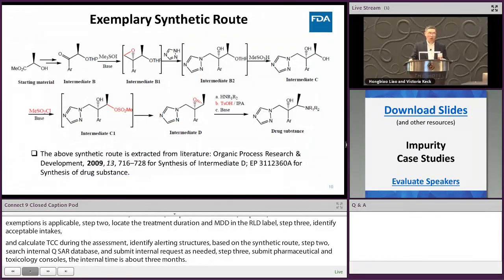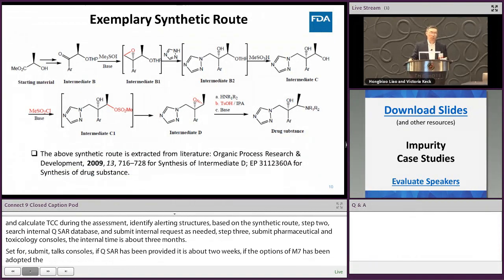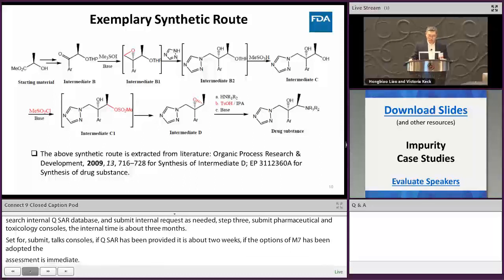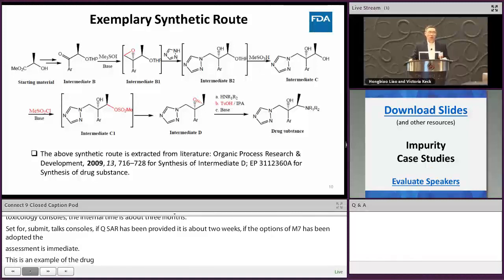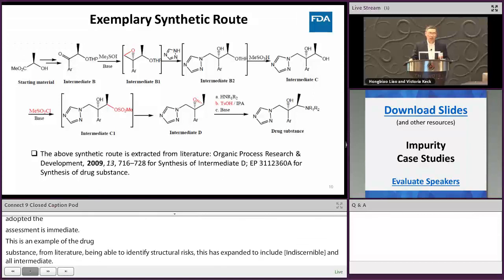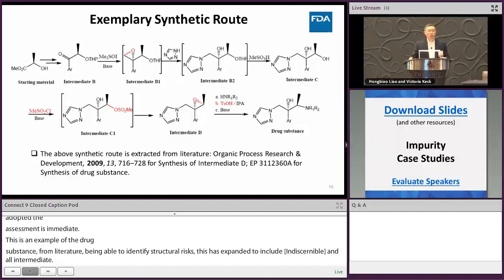This is a synthetic route of drug substance extracted from literature. In order to identify structural alerts, the synthetic route has been expanded to include reagents and all in-situ intermediates. Intermediate B1 has an alerting functional group of epoxide. Intermediate C1 is also an in-situ intermediate. It is an alkyl ester of sulfonate. Intermediate D is also an epoxide.